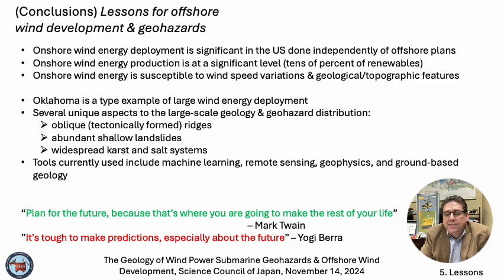There's abundant shallow landslides that we do have to consider. That's clearly relatable to offshore siting. And we really use things like machine learning, remote sensing, and then ground truthing to look at that impact, including that of karst and salt systems, which also is an important component for offshore siting, particularly in the Southwest Pacific and Asia, where carbonate systems start to come in as you move south. Tools currently used are machine learning, remote sensing, geophysics, and ground-based geology. It's just like all the rest of the earth sciences. We observe, we assess, we map, we interpret, we hypothesize.